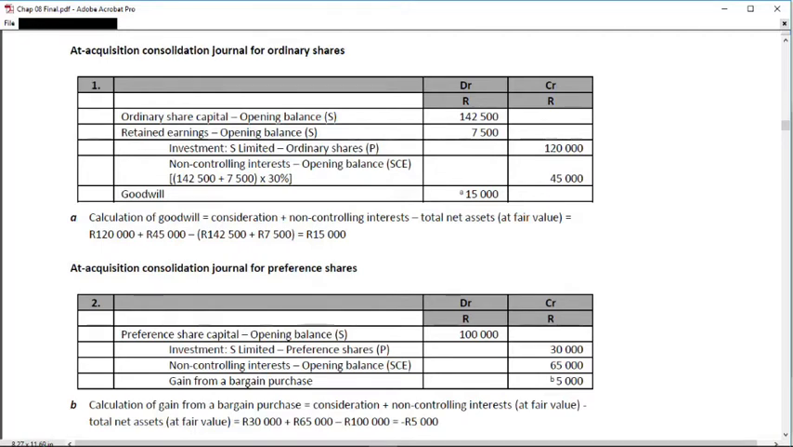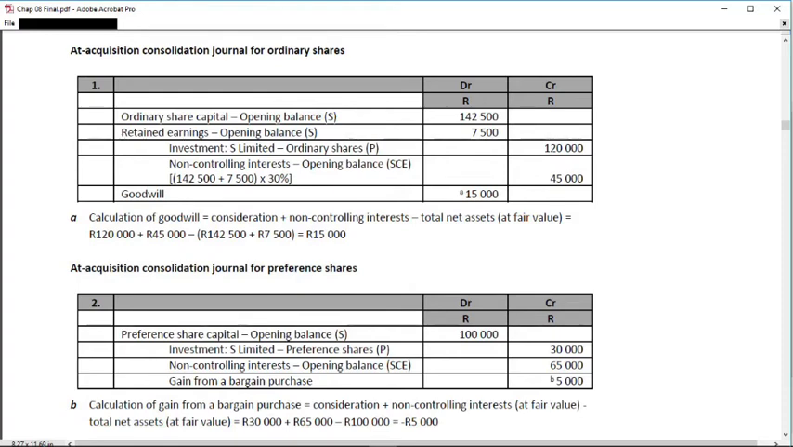I just want to pull it together to show you why you've done all the hard work either on the timeline or in the analysis, because now you've done all the thinking, you have the amounts, and you can just write your consolidation journal entries.